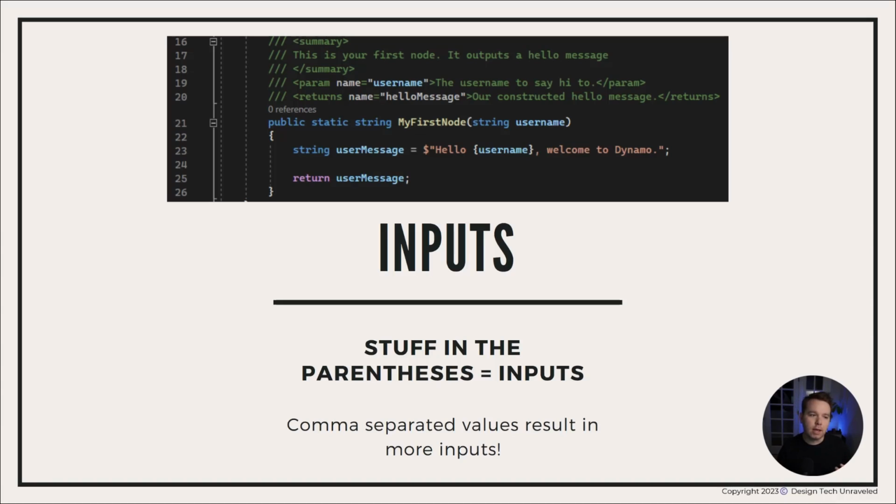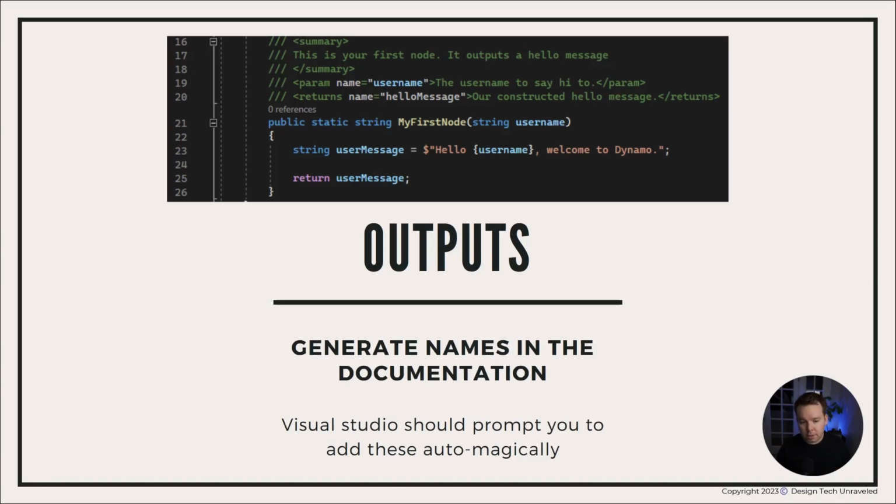In the case of the output on line 20, we are renaming that with a description as well. Once again, we did this in the previous lesson. Our outputs generate the names in the documentation, and Visual Studio should automatically do a lot of this stuff with that IntelliSense. So we will see that as we are coding within the Visual Studio environment. So with that in mind, let's go ahead and jump into our Visual Studio solution and add some more inputs to our first ZeroTouch node.